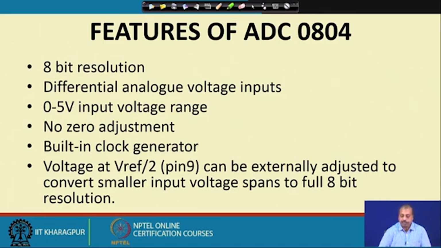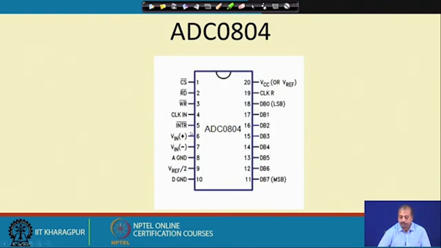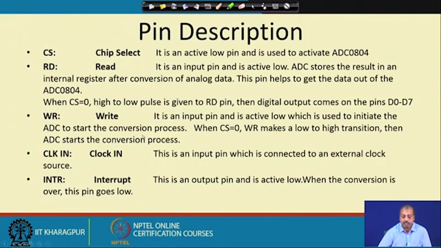Then the voltage at Vref by 2 can be externally adjusted to convert smaller input voltage spans to full 8-bit resolution. So, this is the pin Vref by 2. If your input voltage range is not 0 to 5 volt, or is something less than that, you can connect some value here by which you say that my input is not in that range, it will be less than that.